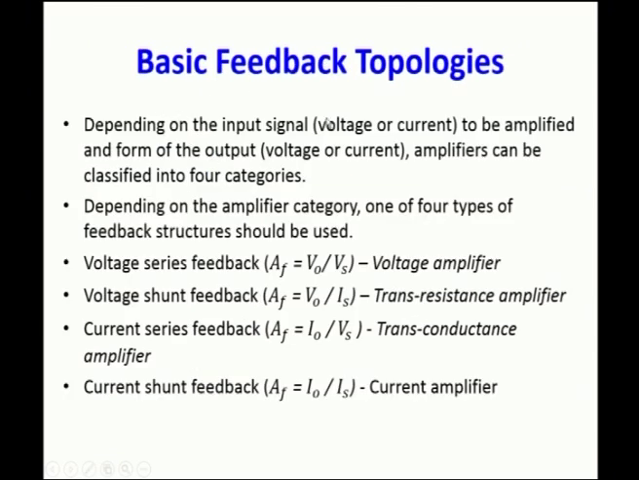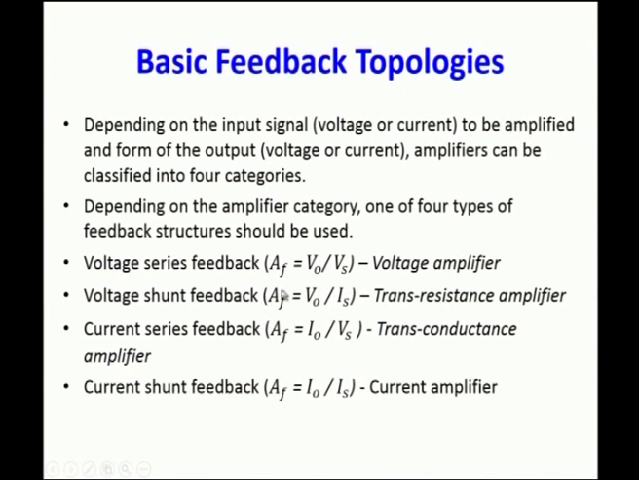And now we are going to see the basic feedback topologies. Depending on the input signal, voltage or current, that may be the input signal to be amplified, and the form of the output, which again can be a voltage or current, the amplifiers can be classified into 4 types, and depending on the amplifier category, one of the feedback structures can be used. So, what are the 4 types of feedback networks? They are voltage series feedback, otherwise known as voltage amplifier, voltage shunt feedback, otherwise known as trans resistance amplifier.